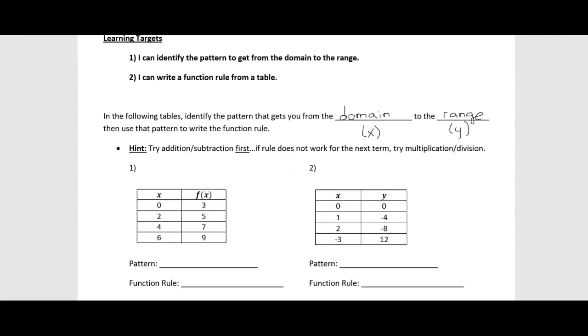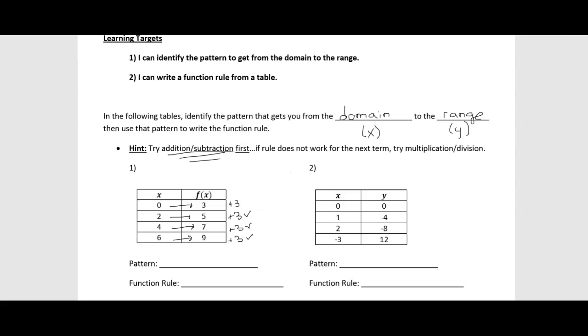So what I tell people is look at addition and subtraction first, okay? If that doesn't work, then go back and try multiplication or division, all right? So let's look at this first one. From 0 to 3, using addition or subtraction would be plus 3, or add 3. Basically, we're just going to check it. See if adding 3 will work. 2 plus 3 does give me 5, so it works there. 4 to 7: 4 plus 3 does get me 7, so adding 3 works there. 6 plus 3 gives me 9, which checks as well.